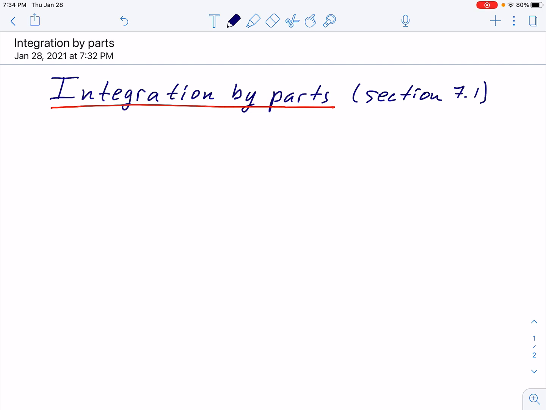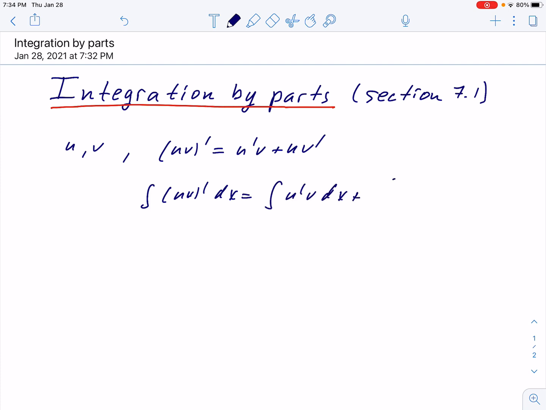special formula. So let's say you have two functions, u and v, which are functions of x, and we apply the product rule to the product, differentiate the product. We get u prime v plus u v prime. And now we integrate both sides of this equation. Integral uv prime dx equals integral u prime v dx plus integral u v prime dx.